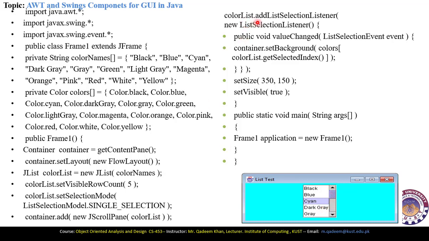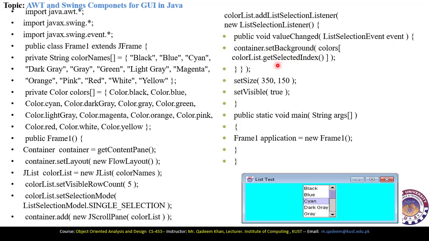Now colorList.addListSelectionListener. So it defines the event of the selection. New ListSelectionListener. This is the function which will be called through this event here. Public valueChanged. When the value of this list has been changed, then ListSelectionEvent, this is the object. ListSelectionEvent is the class, while event is the object.